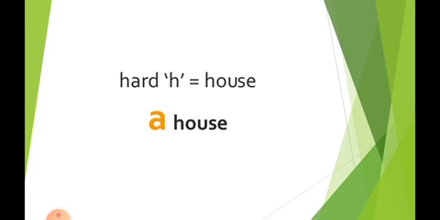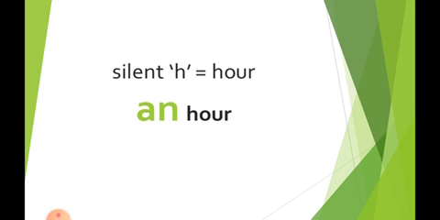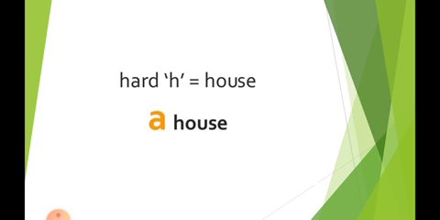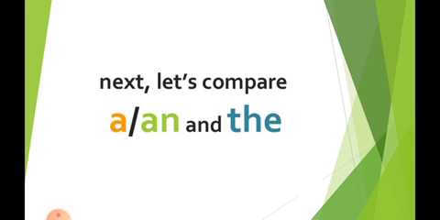See children, one more time. Here in hour we are not pronouncing the letter H. It is a silent letter in hour, so before hour we have written an. Here in house, H is not a silent letter. Here we are pronouncing it. So before house, because H is a consonant here, we are writing article a before house. A house. An hour, a house.